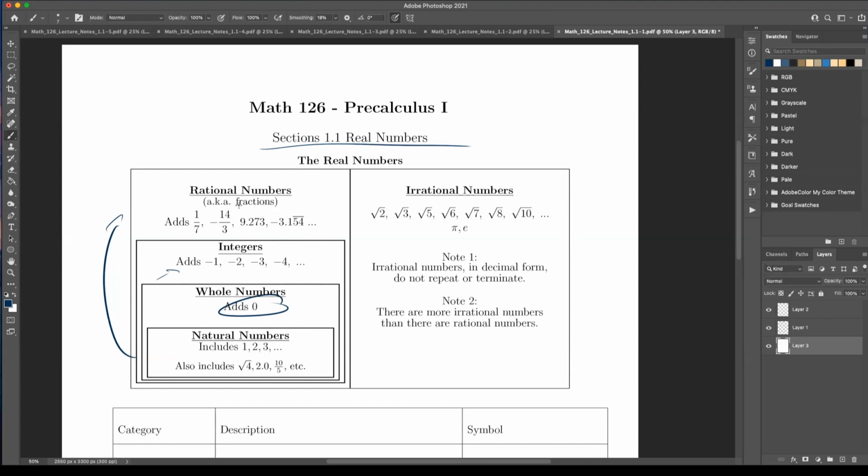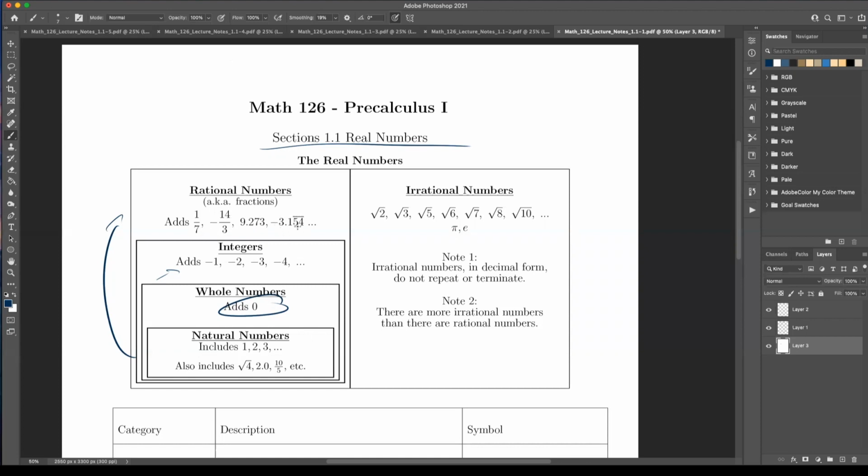Rational numbers is anything that can be written as a fraction. So 1/7, that's a fraction. Negative 14/3, that's a fraction. And these can be both positive and negative. Notice here that anything that's a natural number is also a whole number. Anything that's a whole number is also an integer. Anything that's an integer is also a rational number. So that's why these boxes are nested the way they are. All these are rational numbers.